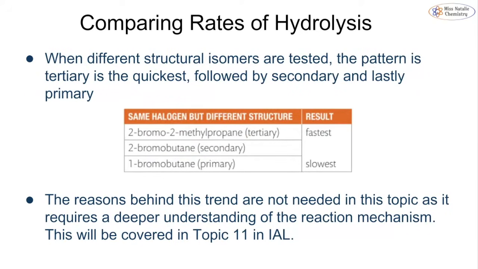When we test the different structural isomers, the pattern is that tertiary is the quickest, followed by secondary, followed by primary. Now, the good thing for AS level students is that you do not need to understand the reasons behind this trend, because it actually requires a much deeper understanding of the reaction mechanism, and this is something that is going to be discussed in topic 11. It comes down to the fact that the tertiary and the primary undergo two different mechanisms that will have an effect on their rate. But we will discuss that when we get into year 13.